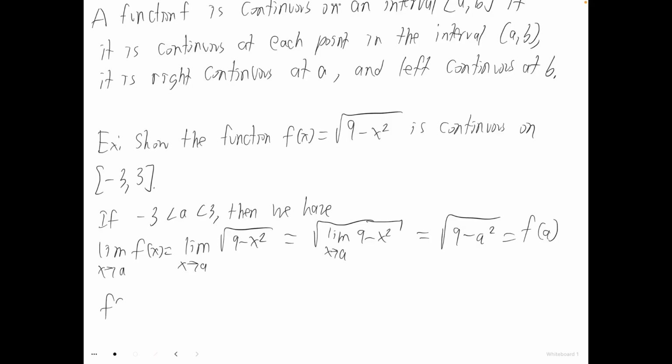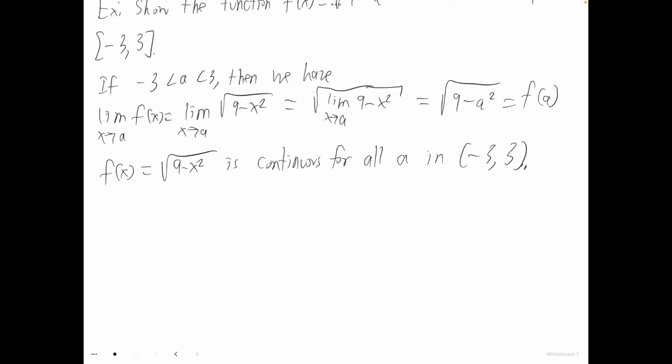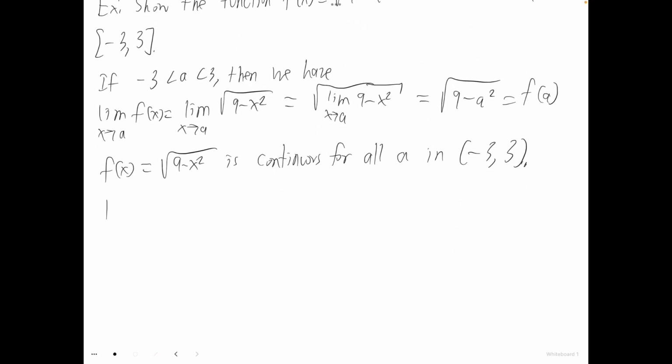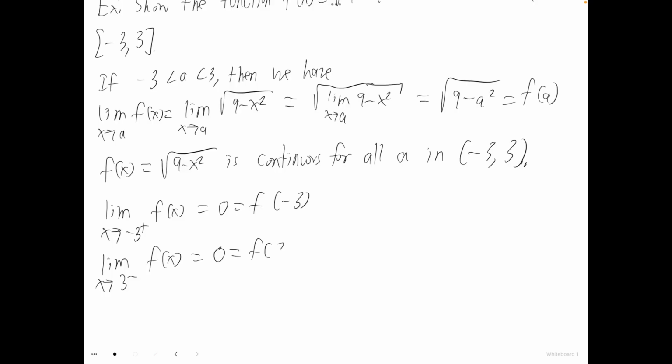And so the function f of x equals the square root of 9 minus x squared is continuous for all a in the interval -3 to 3, keeping an open interval. Now similarly, we can check the argument goes the exact same way, that the limit as we approach -3 from the right of f of x is equal to 0, and that's f of -3. And the limit as x approaches 3 from the left of f of x is equal to 0, which is equal to f of 3.